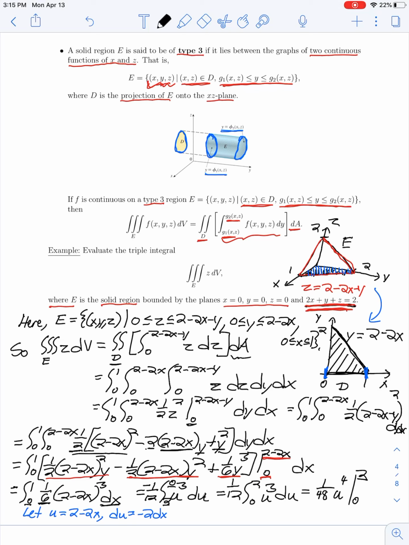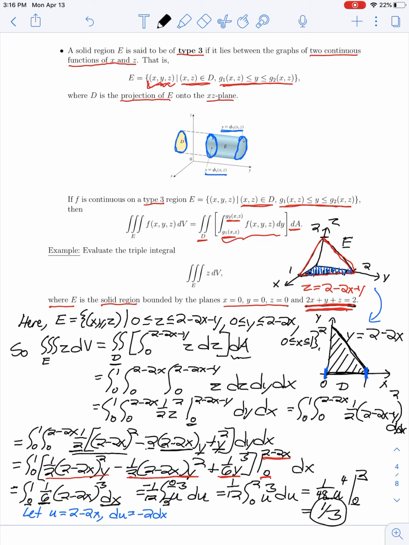So in the last part of our problem, if we evaluate at u equals 2, we have 2 to the 4th, or 16 over 48, which is 1/3. Minus when we evaluate at u equals 0, we get 0. So finally, we're left with a value of 1/3 for this triple integral.